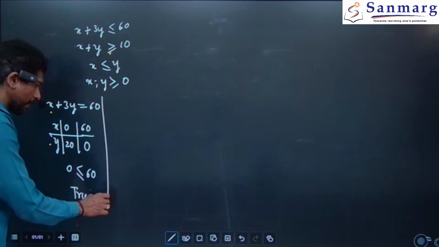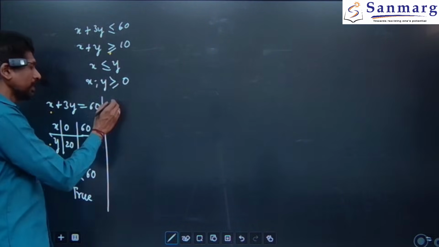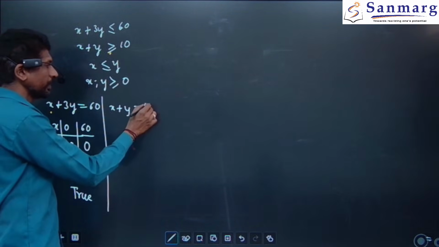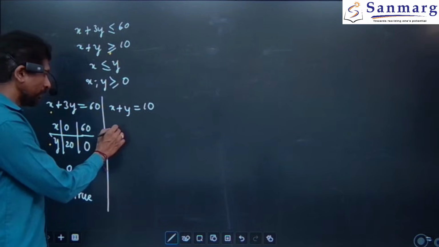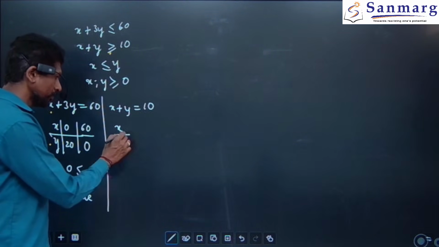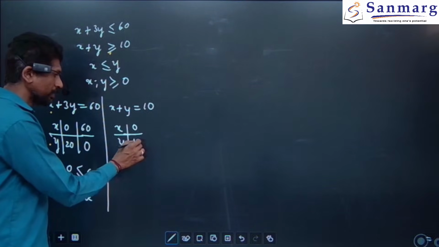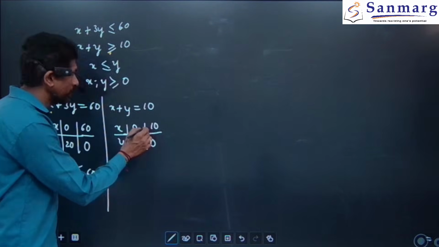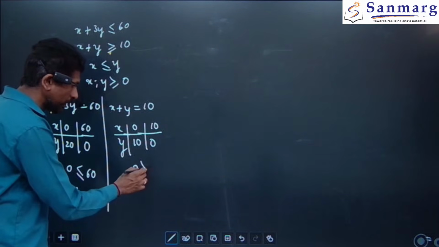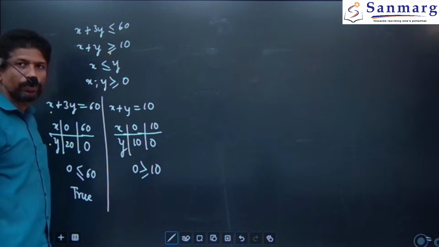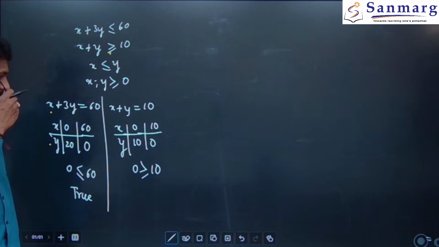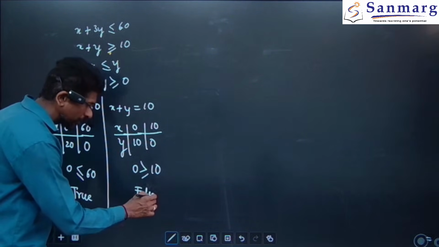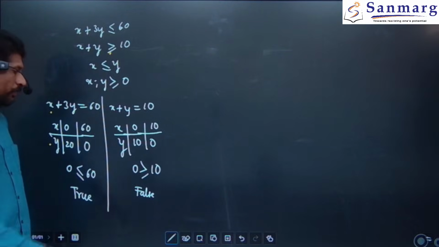This is the first part. In the same way find the second one. x plus y greater than or equal to 10, so consider equal to 10 first. When x is 0, y becomes 10. If y is 0, x becomes 10. If both are 0, then 0 is greater than or equal to 10, which is a false mathematical statement, so the region goes away from the origin.